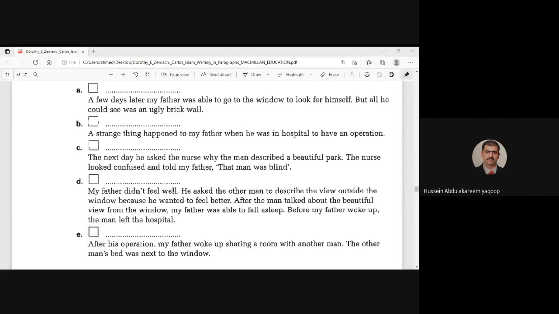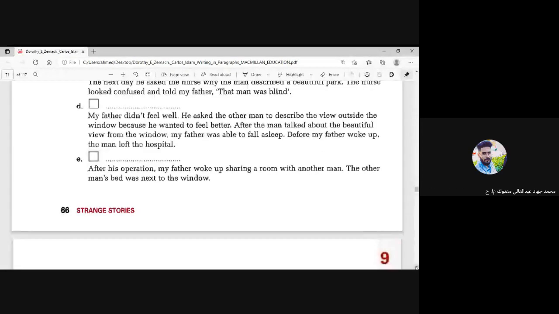Yes. Number 2. Read it, please. It is the beginning of the story, right? Yeah. Read it. After every time my father woke up, showing a room with another man. The other man's bed was next to the window. Window. That's okay. So it is the beginning of the story.